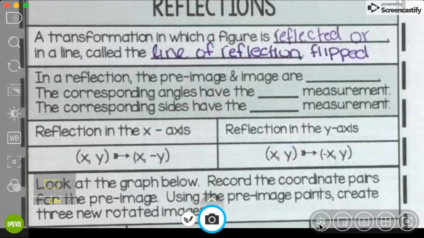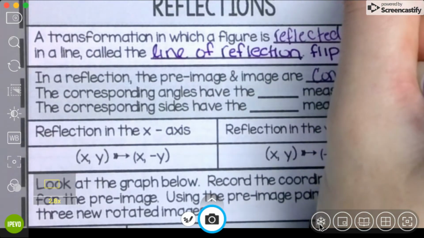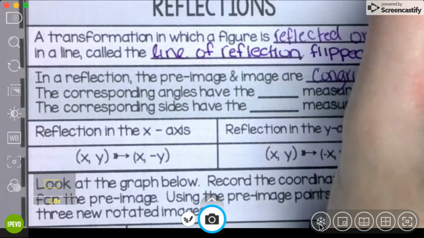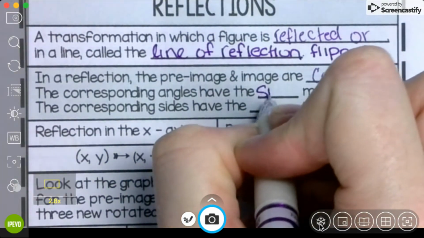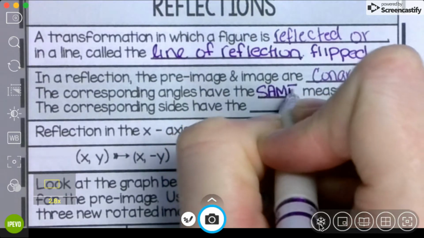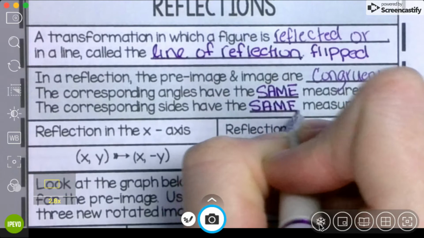Then it says, in a reflection, the pre-image and image are congruent, meaning they're the same size. They're the same size. Okay? The corresponding angles have the same measurements, and the corresponding sides have the same measurements.